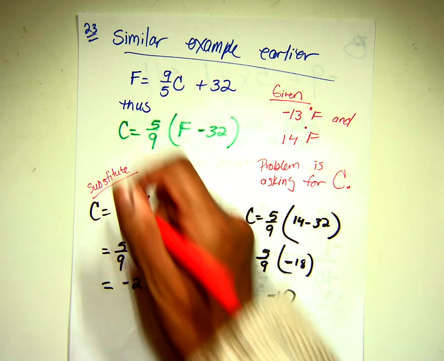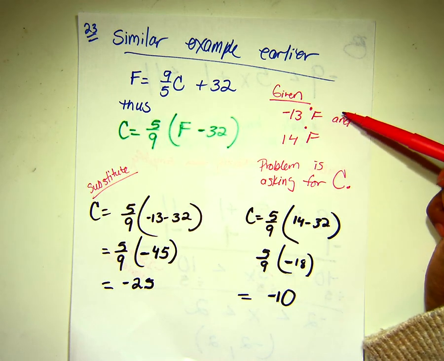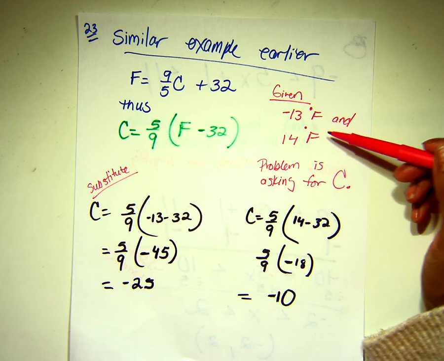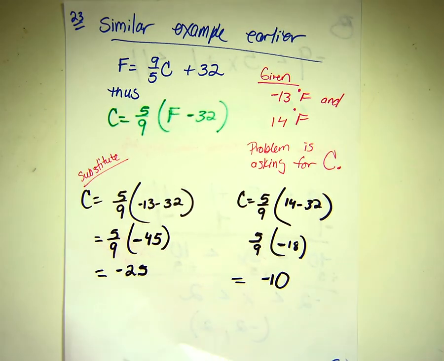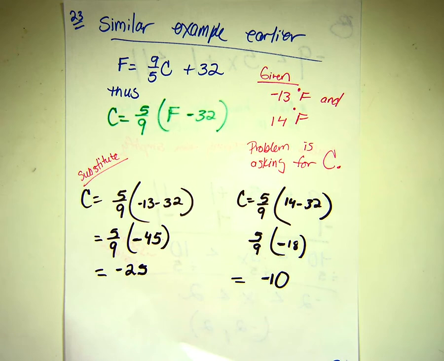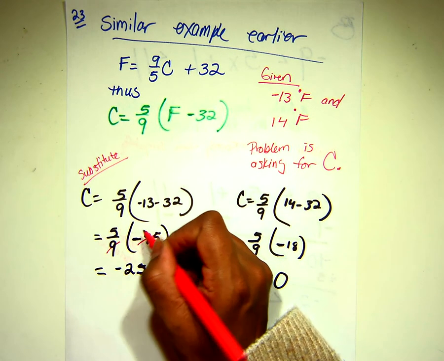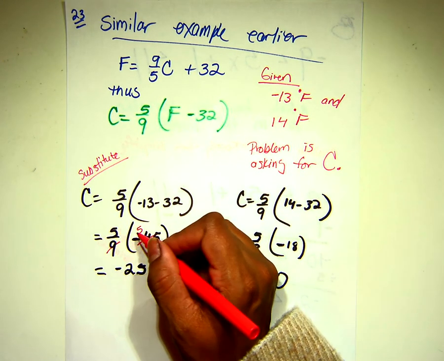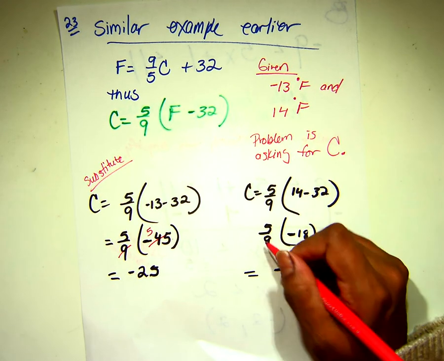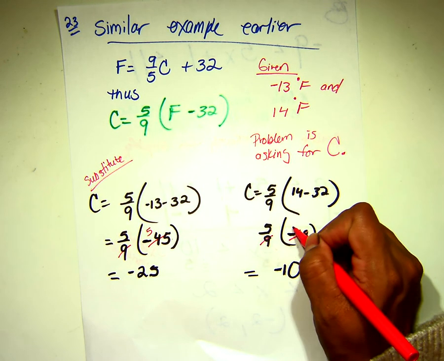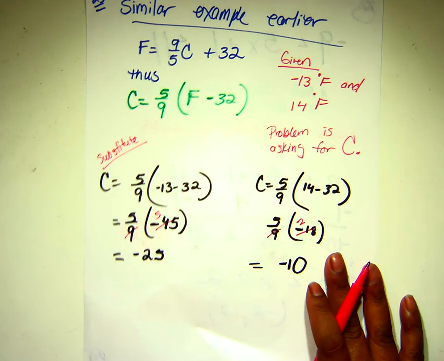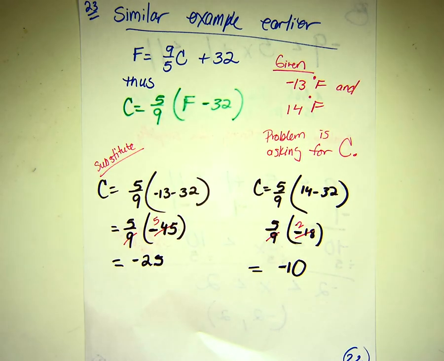And what I mean by substitute, called plug and shove. Plug those numbers in. So given to you, you had negative 14 degrees Fahrenheit and positive 14 Fahrenheit. The problem is asking for the C, not for Fahrenheit. So I substitute those numbers in. So for the first one, I got negative 13. So negative 13 minus 32 gives you negative 45. 9 can go into 45 5 times, so that's negative 5 times 5, that's negative 25. 14 minus 32 gives you negative 18, so 9 can go into 18 2 times, that's a negative 2. 5 times negative 2 gives you negative 10. So your two answers now are negative 25 and negative 10.